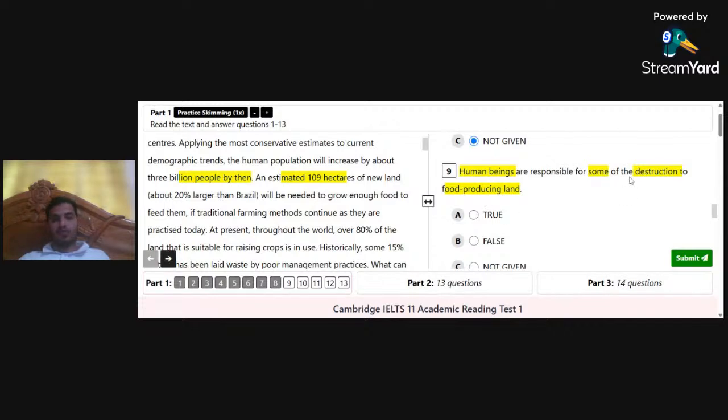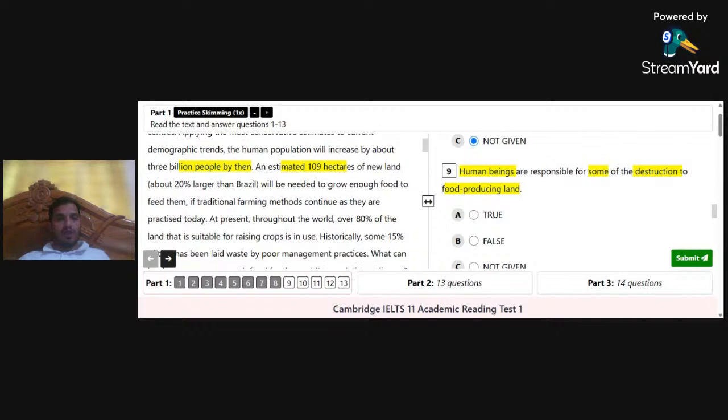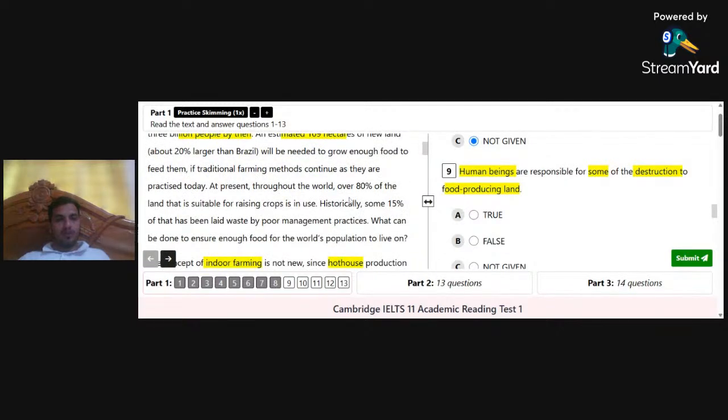Looking forward to food producing land, looking forward to destruction. Okay, historically 15% has been laid waste by poor management practices. So management practices are actually carried out by human beings. And these poor management practices have contributed to the destruction of some 15% of that.